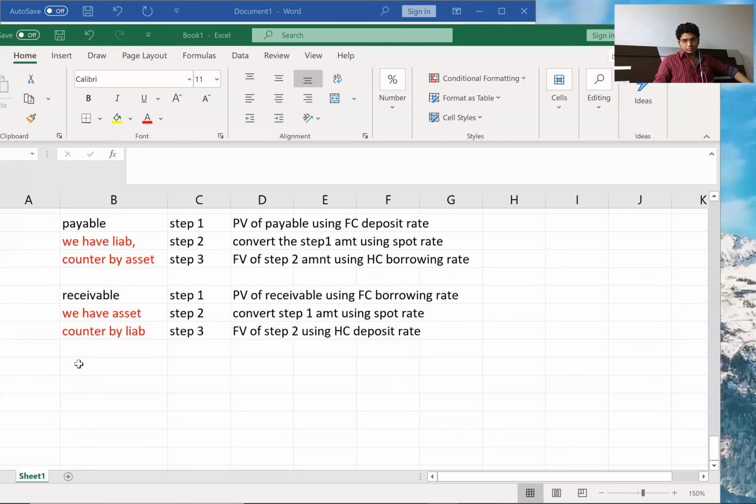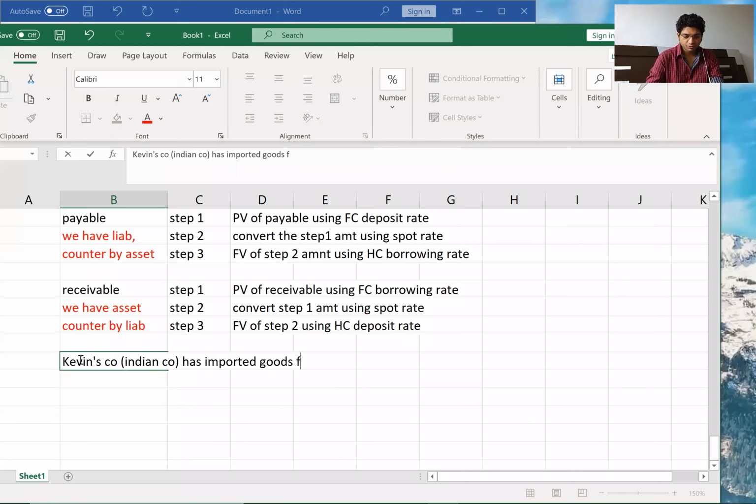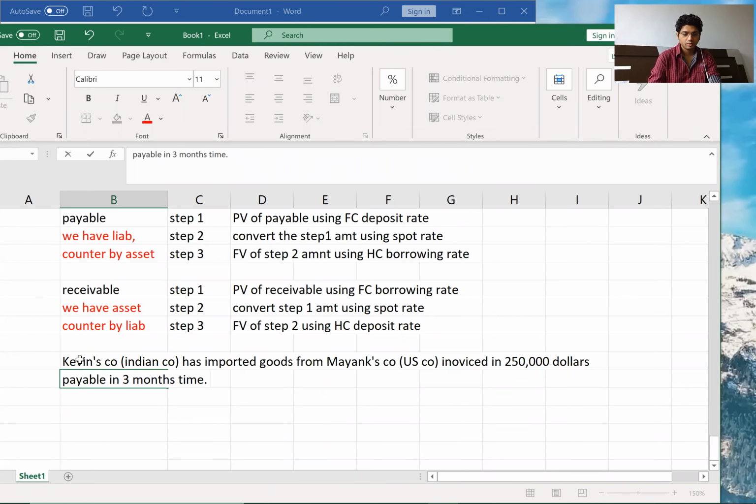So let us solve one problem then. Kevin's company, an Indian company, has imported goods from Mayank's company, a US company, invoiced in $250,000, payable in 3 months time.